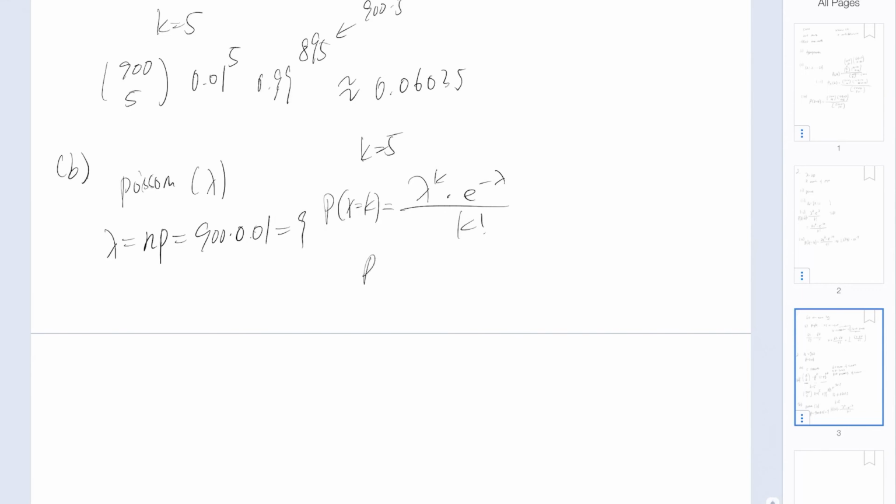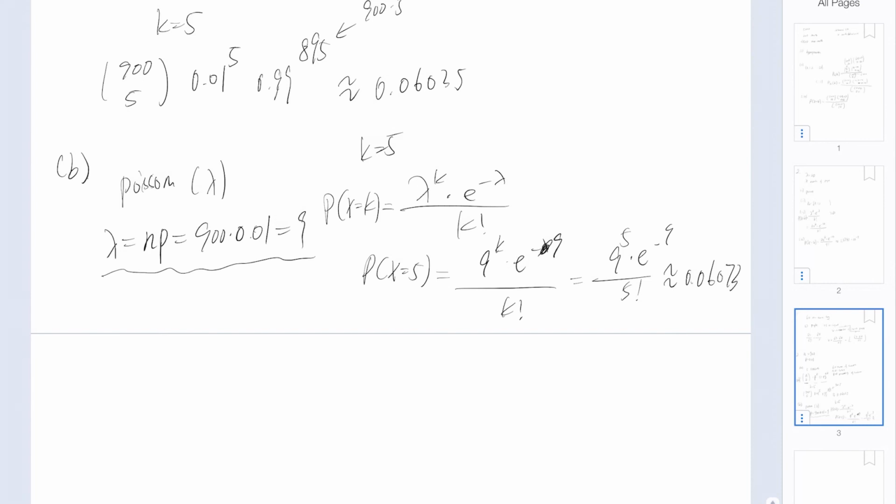So what's the probability of x equal to 5? Lambda, which we have already calculated, is equal to 9. So it's 9 to the k times e to the negative 9 over k factorial, and we know k is 5. So it's just 9 to the 5 times e to the negative 9 over 5 factorial. If you plug it into a calculator, this is roughly 0.06073.